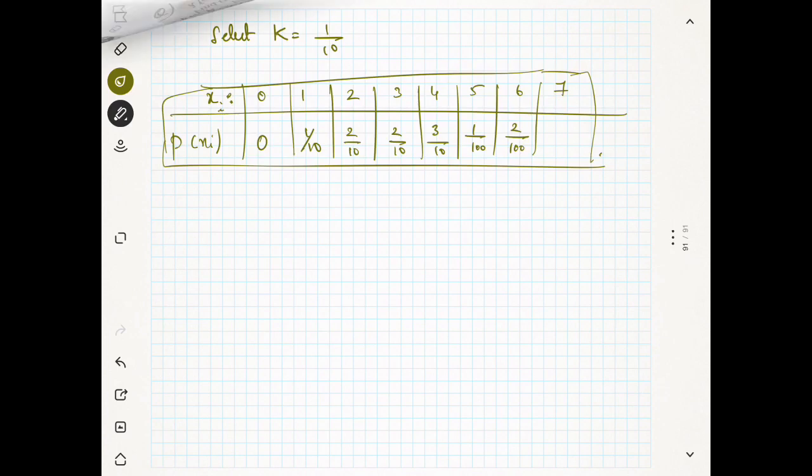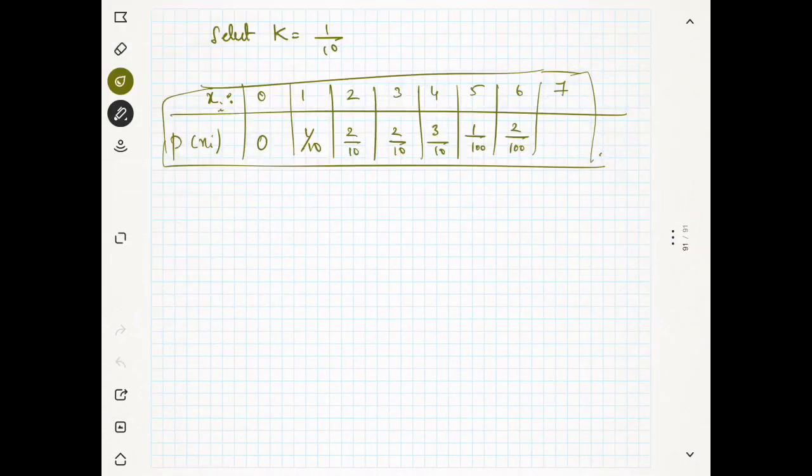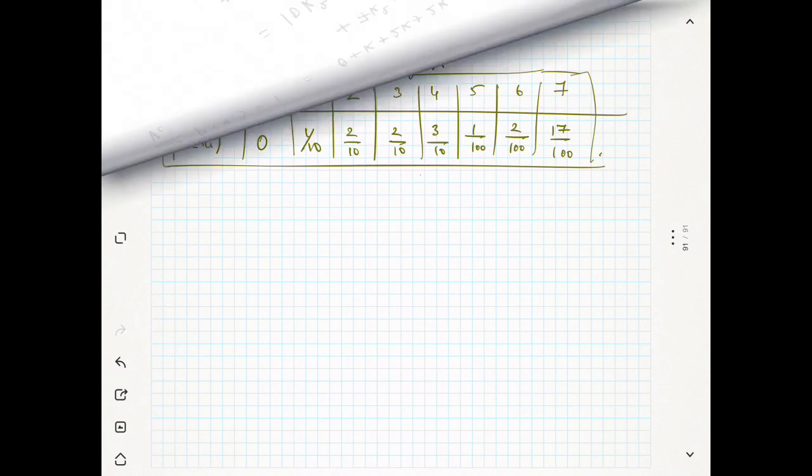And for 7, you can see that it's 7k square plus k, it becomes 17 by 100. So these are all the probabilities. This is the actual distribution. That means the cumulative distribution function of the random variable x. Now we will see the second part of the question.